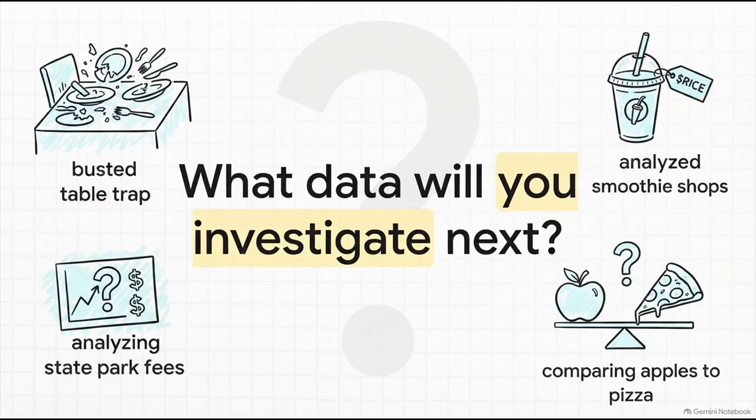Well, we've busted the table trap, analyzed smoothie shops, calculated state park fees, and compared apples to pizza. You now have the exact tools you need to demand hard evidence before declaring any relationship proportional. So I'll leave you with this final thought. Take a look around your own life, your hobbies, or even your local grocery store. What data are you going to investigate next to see if a true proportional relationship is hiding right there in plain sight? Thank you so much for joining me for this explainer, and happy calculating.